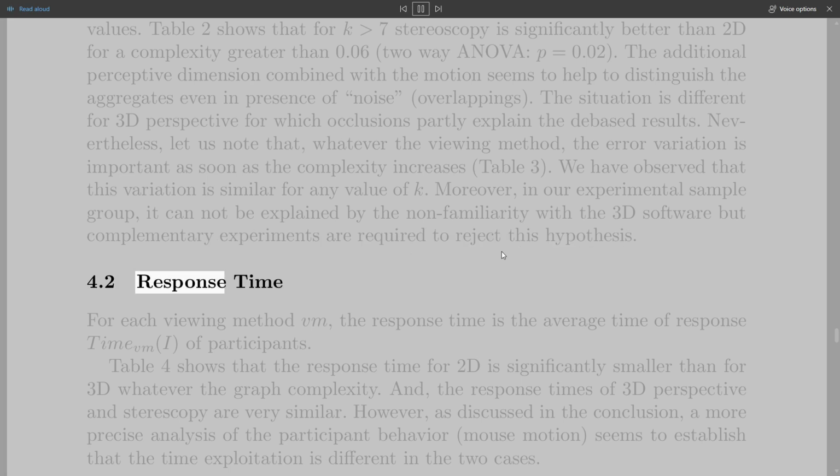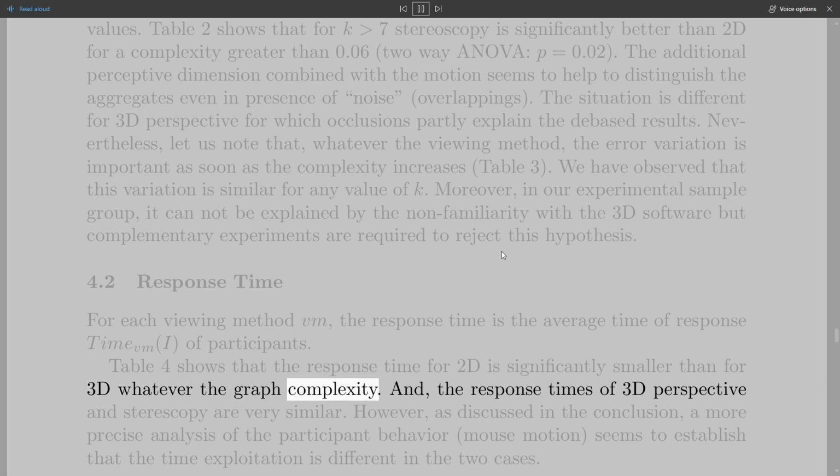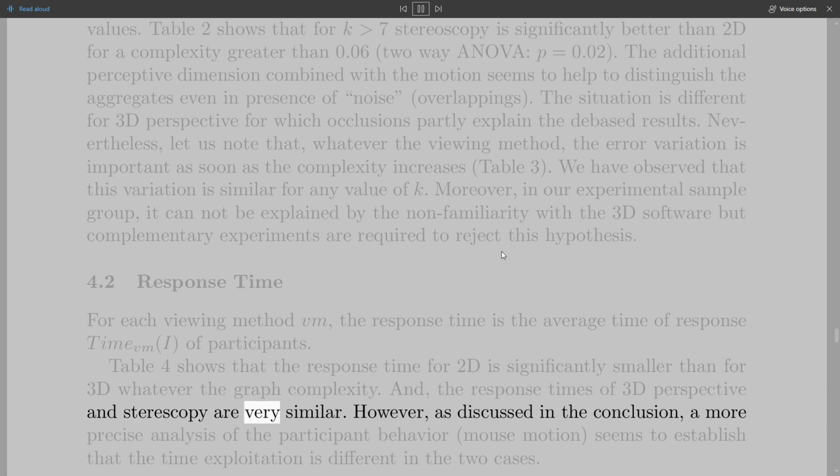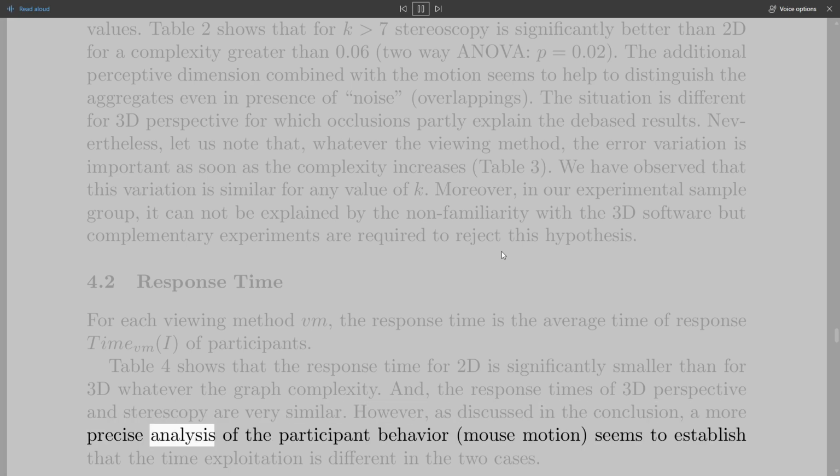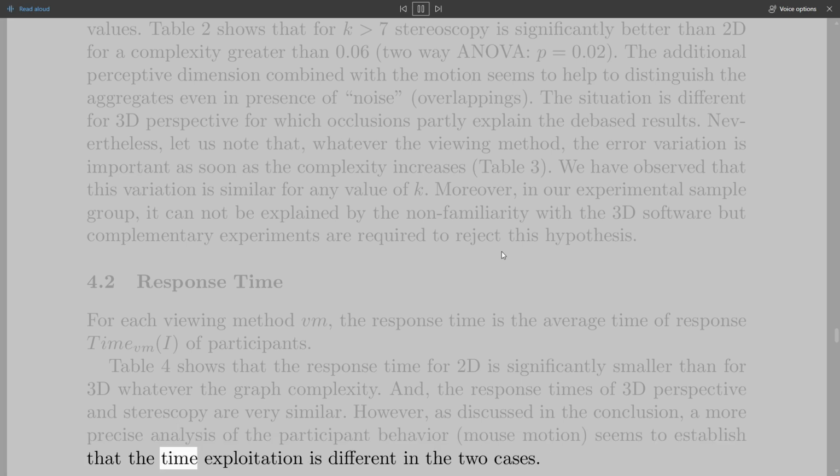For point 2, response time. For each viewing method VM, the response time is the average time of response time E_VM,I of participants. Table 4 shows that the response time for 2D is significantly smaller than for 3D whatever the graph complexity, and the response times of 3D perspective and stereoscopy are very similar. However, as discussed in the conclusion, a more precise analysis of the participant behavior, mouse motion, seems to establish that the time exploitation is different in the two cases.